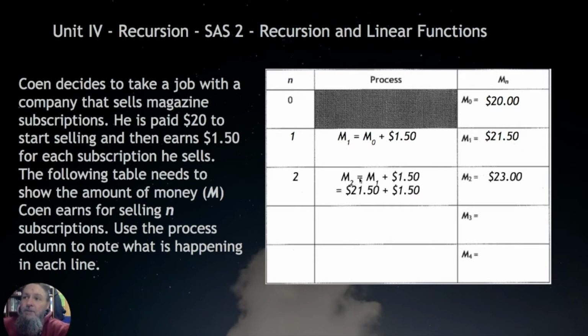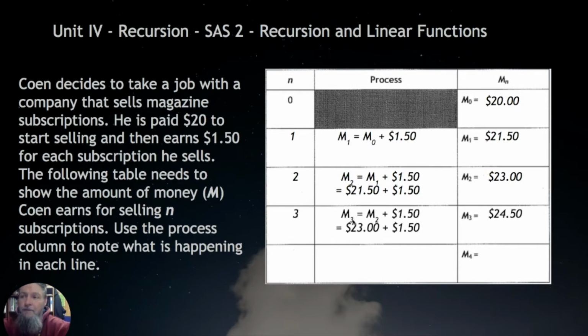When N becomes 2, M subscript 2 equals, if you remember the formula, M subscript N equals M subscript N minus 1 plus D. D here is the common difference. That's how much he makes every time he sells a subscription, and M0 is the initial amount of money he earns. So M subscript 2 equals M subscript 2 minus 1, which is M subscript 1, plus $1.50. We've already determined that M subscript 1 is $21.50, so we simply add $1.50 to that, and that gives us $23. And we follow this process.